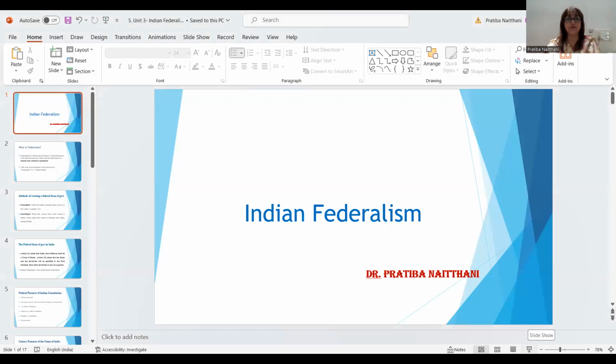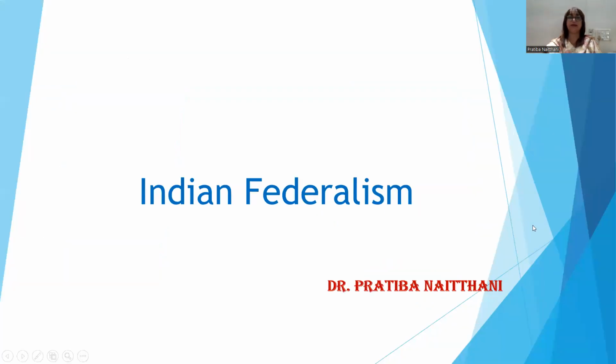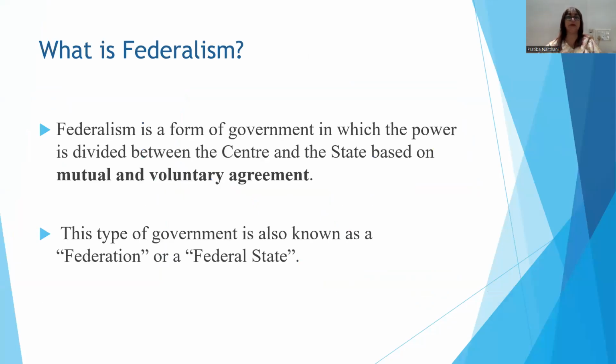First and foremost, we will try to understand what is meant by federalism. We discussed this briefly when we were discussing the first unit, on the features of the Indian Constitution. If you remember, quite in detail, we had discussed one of the very prominent features of the Indian Constitution, that it is a federation with a unitary bias. Here we will try to understand what a federation and federalism are.